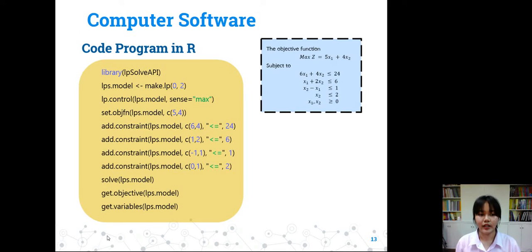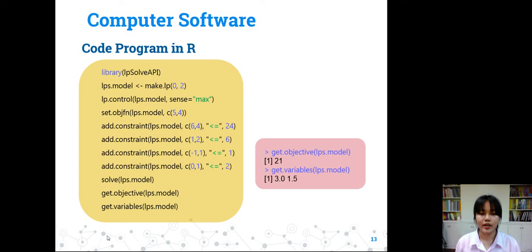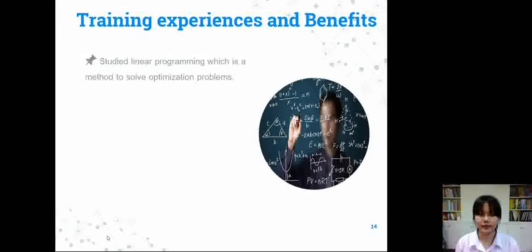Add constraint is the coefficients in the constraint, and the other lines are the same as the first constraint line. Then we use lp model to check the model, get objective and get variables. When we run the program, we get z equal 21, x1 equal 3, and x2 equal 1.5.